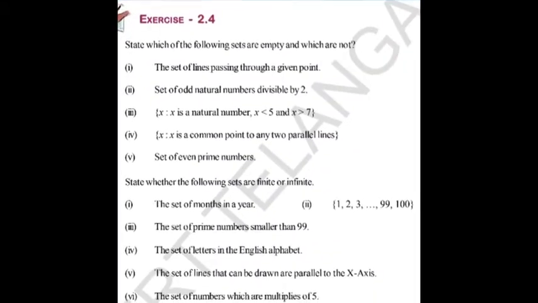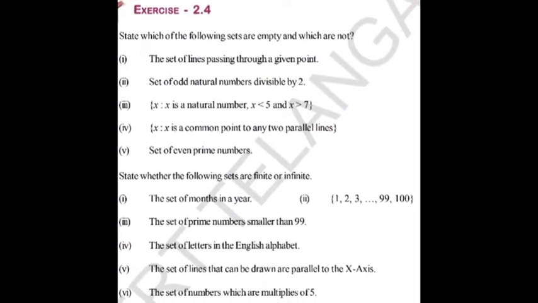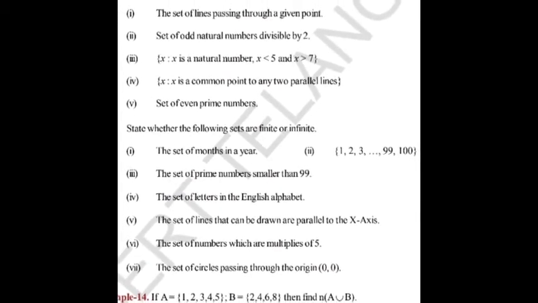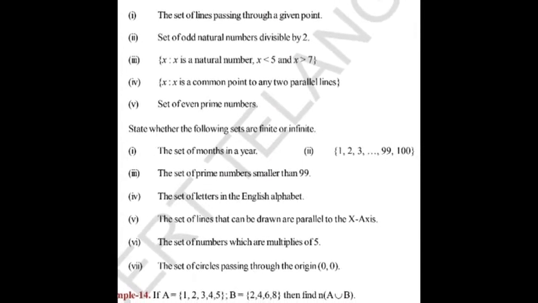State which of the following sets are empty sets. First one, the set of all lines passing through a given point. Take one point, draw lines passing through that point. We can draw many more lines. So the first one is not an empty set. We can draw many more lines passing through a given single point.